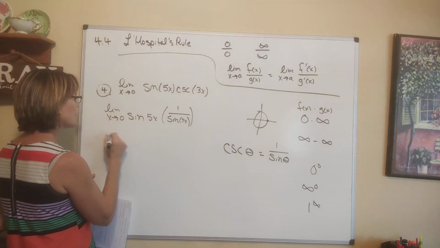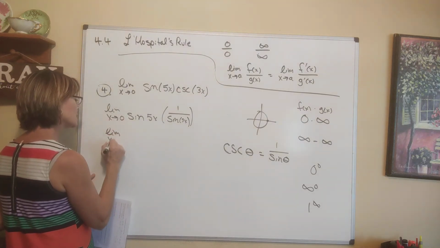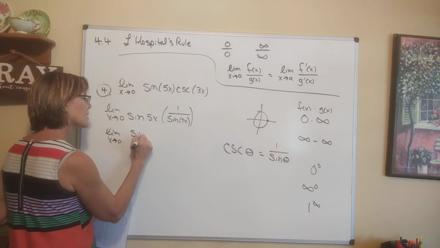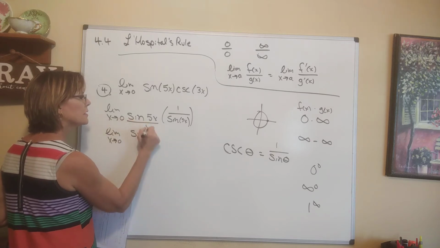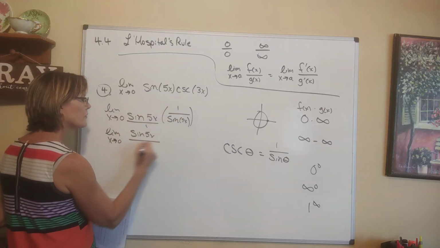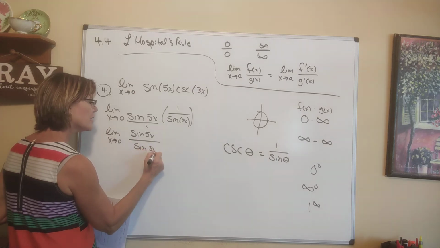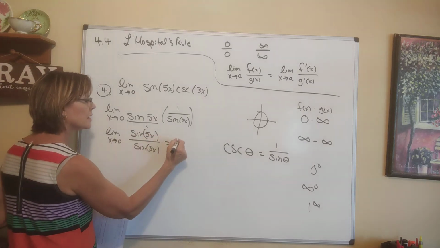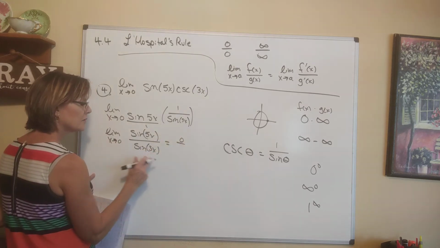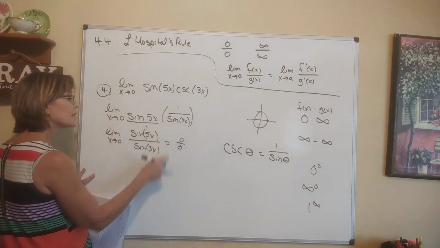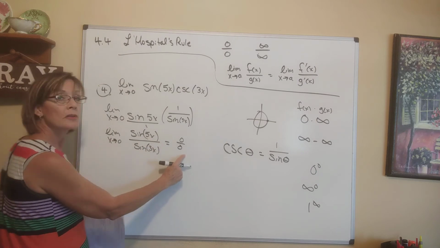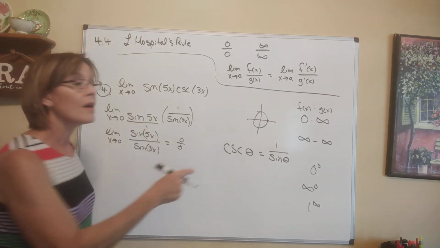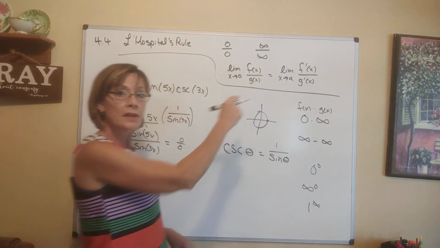Then let's talk about this like this. The limit as x goes to 0 of the sine of 5x, we can multiply these fractions together, over the sine of 3x. What does that give us? Well, the sine of 0 is 0. The sine of 0 is 0. Oh, this is the indeterminate form 0 over 0. Now we can apply L'Hopital's rule. So let's do it now.